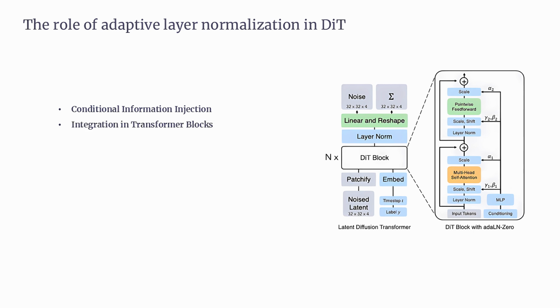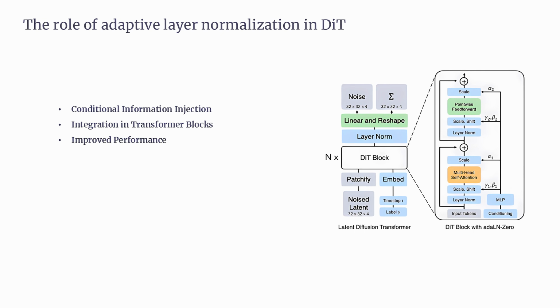The second. Integration in transformer blocks. AdaLN is tightly integrated into the transformer blocks of the DiT model. It applies modulation to the activations before the residual connections within each transformer block. This ensures that the model can adapt its behavior based on the condition at each step of the image generation process. Essentially, the model learns to respond to the given condition, like text or labels, as it moves through the layers.